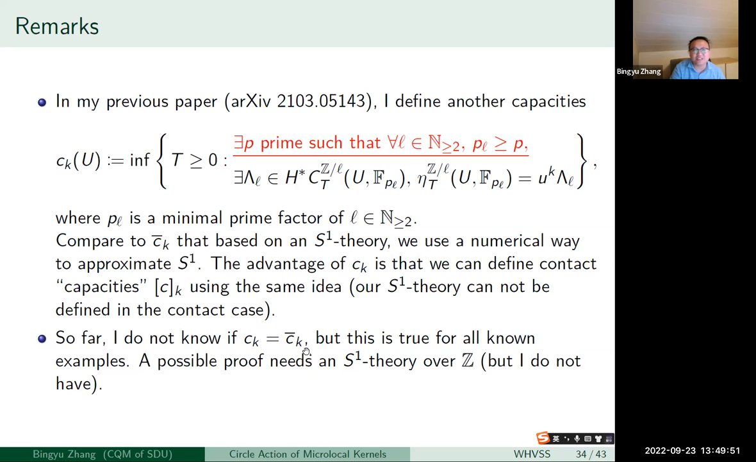Still, I need to mention that I don't know if they are equal, but this is true for all known examples, like convex domains and, for example, this bundle. And can you say the sentence: S1 theory cannot be defined in the contact case? Can you say one or two sentences about why that's the case?